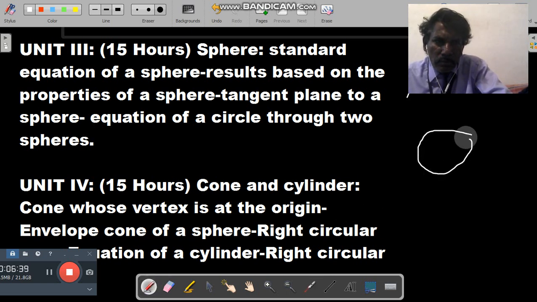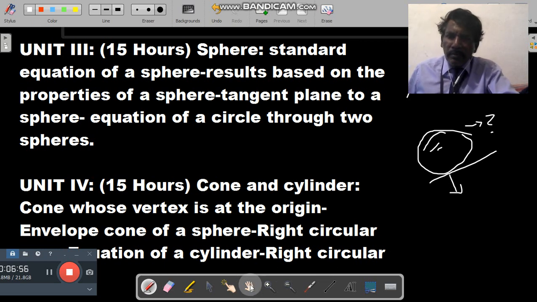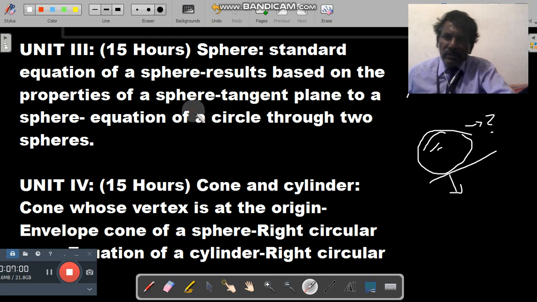Take for example, this is a sphere. What is its equation? And then what is the tangent? What is the normal? All these things we are going to study in this particular unit number 3.